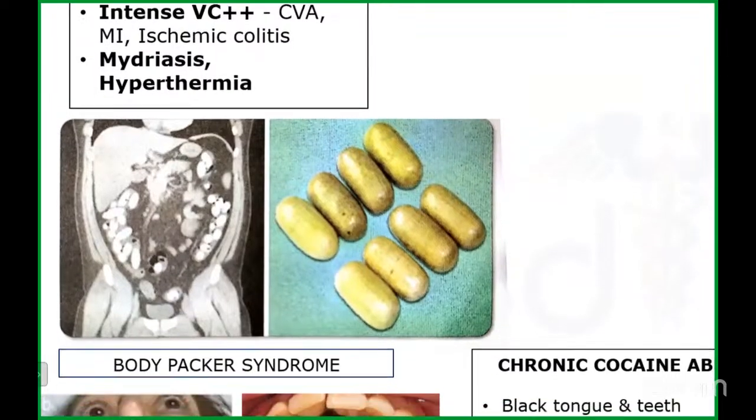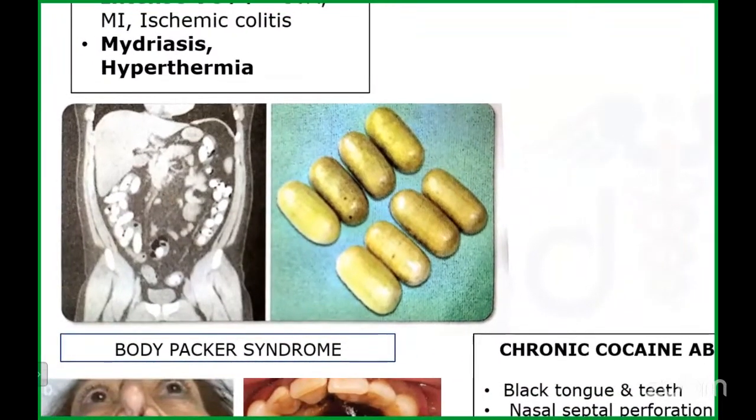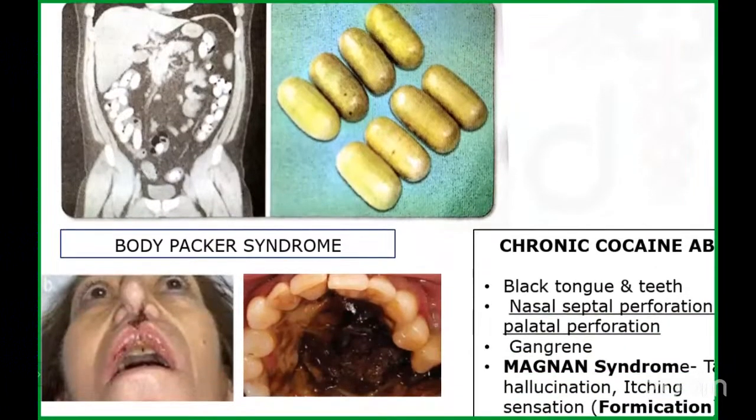This is also called body packer syndrome. And these are the packs of cocaine that were discovered from this patient while he was being screened in the airport. A CT was done because he was found to be suspicious, and we found typical cocaine-filled bags in his abdomen. But the risk of this is if one of these bags ruptures, then there's a severe chance of cocaine intoxication and poisoning that can happen.